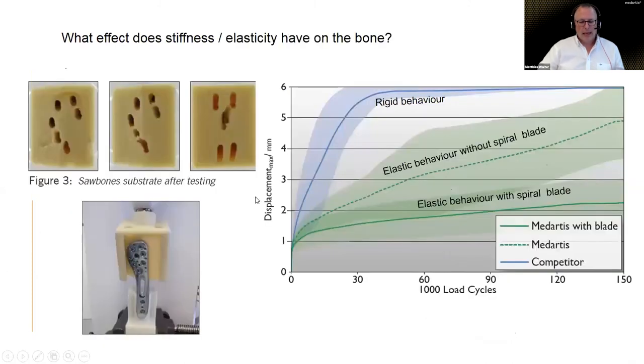Now, what happened? This is a super interesting graph here. Those are basically the materials after the test. We always had a little bit of cut-throughs, cheese-wiring effects, but what's important to us is when these things happened. In a rigid plate, and the competitor plate was very rigid, you could already see that after the first few thousand cycles, with every extra cycle, those longitudinal slots very quickly increased in length. After 30,000 cycles with our competitor plate, we nearly reached the end of the test at 6 millimeters. So we had this very quick failure in soft bone, whereas with our plate without spiral blade, 6 screws inside, 6 screws inside, we had exactly the same setup.